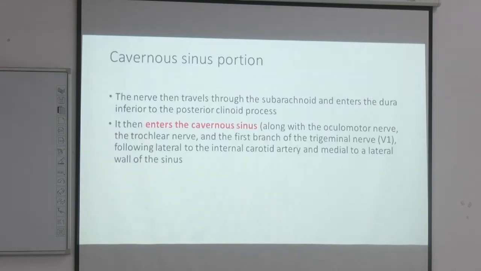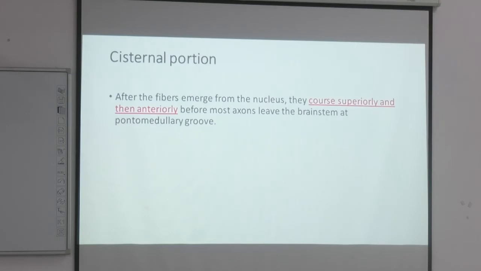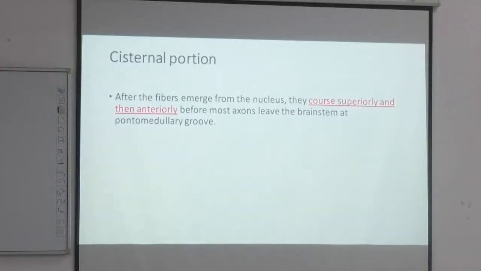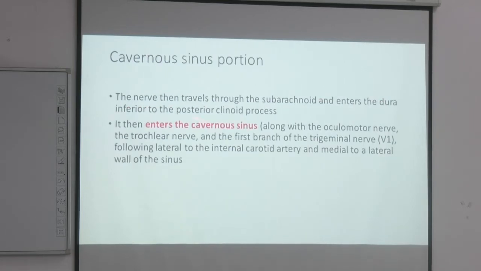As I am saying, this nerve courses through the cisterna, the space lying between the brain regions, after emerging from the pons, running to the brainstem region, coursing superiorly and anteriorly, reaching the pontomedullary groove and then reaching the cavernous sinus by piercing the subarachnoid and piercing the dura and entering the cavernous sinus.